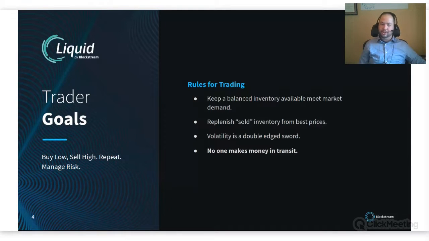So the volatility is good. That's what they can make their money on. But you can also get burned by volatility if you're stuck in a position when the market moves and it's not the position you want to be in. Again, they're not making any money when the money's in transit. So reducing that transit time is the key feature for trading.